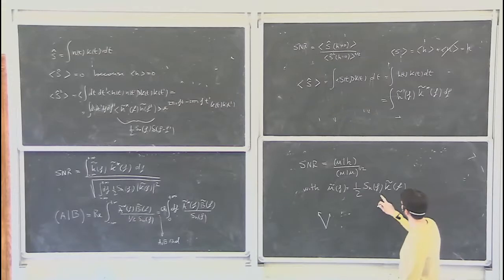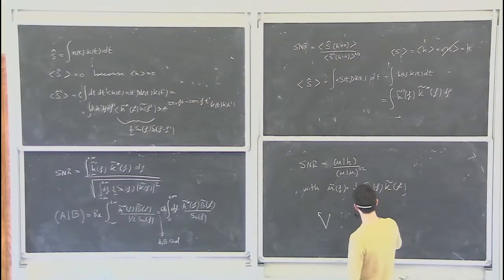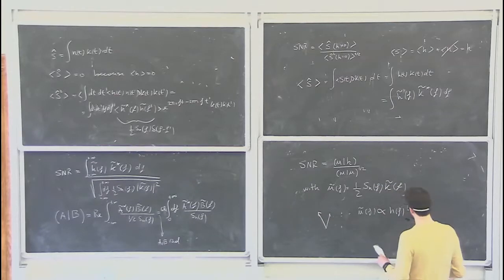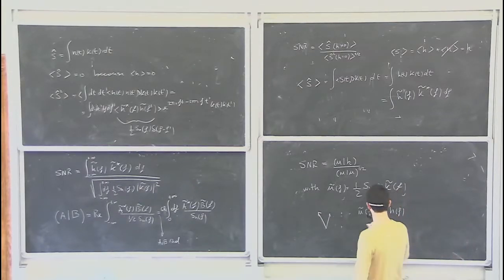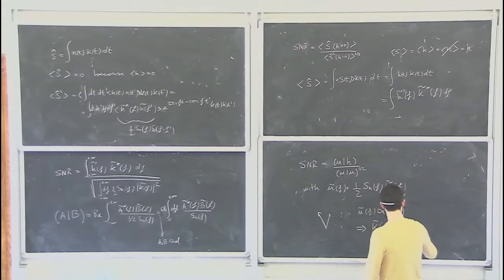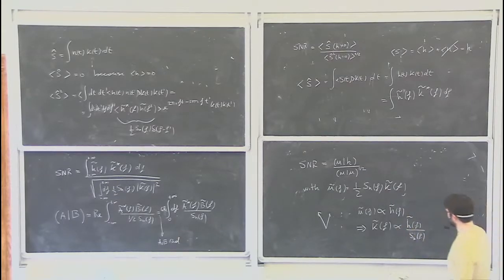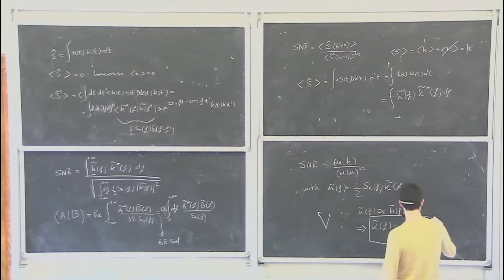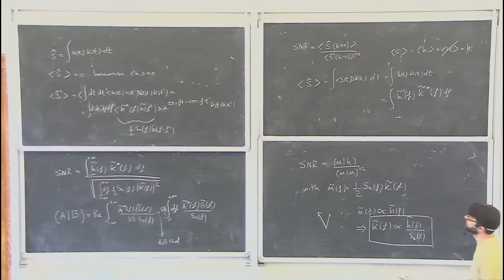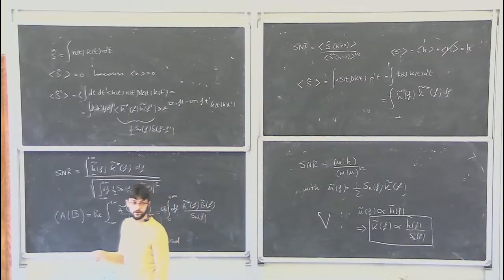So the filter k that maximizes the signal-to-noise ratio is one for which u tilde of f is proportional to h tilde of f. So if you replace this expression, it means that k tilde of f is proportional to h tilde of f divided by Sn of f. This is the final result. This is what we call the optimal filter theorem.